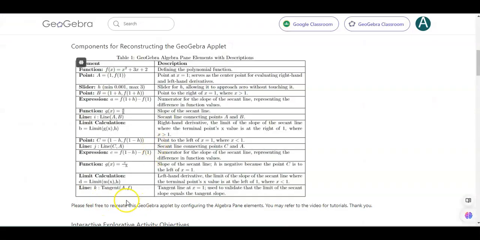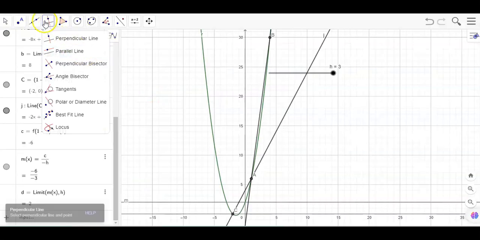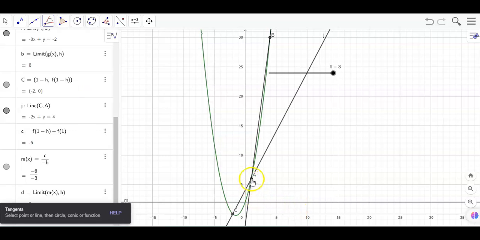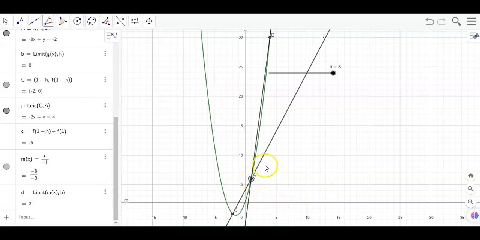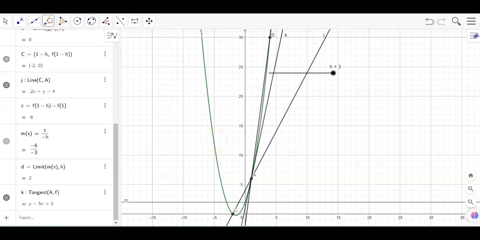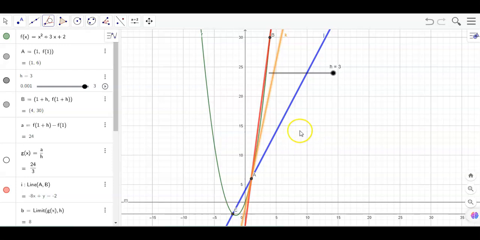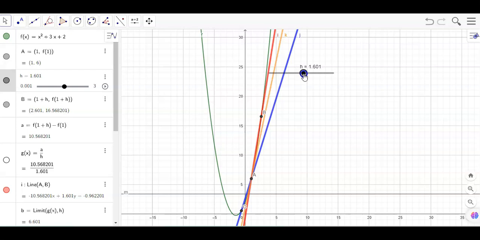Lastly, we create a tangent line using the tangent functionality. This display of the tangent line at x equal to 1 shall validate that the limit of the secant slope equals the tangent slope. Let's call the tangent functionality. Click here, then click tangent, then click on the center point or the initial point A, and then the polynomial graph. Now for the exploration part, let's move the slider h to the value 0.01.